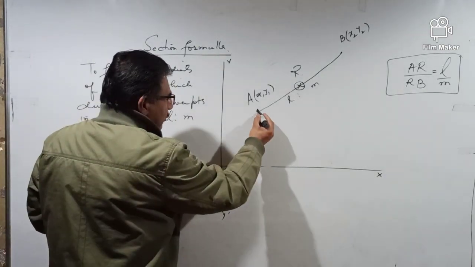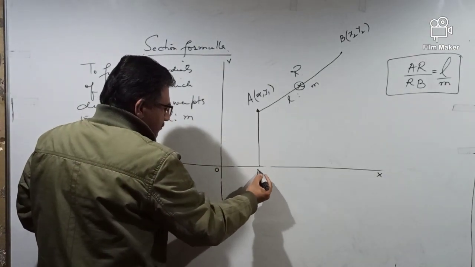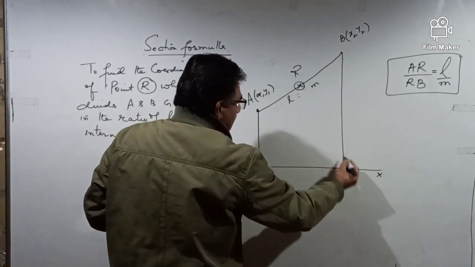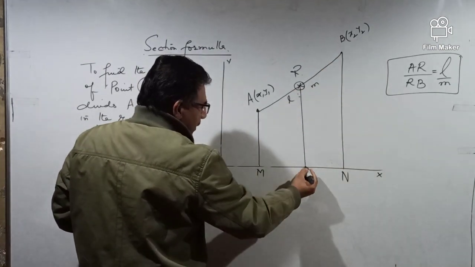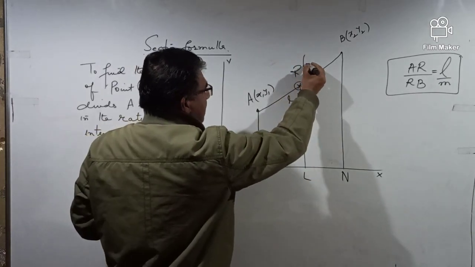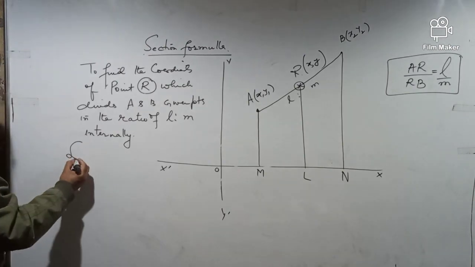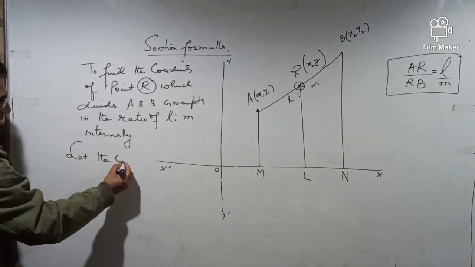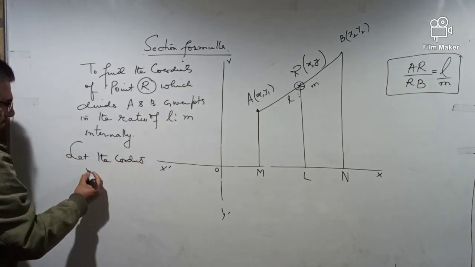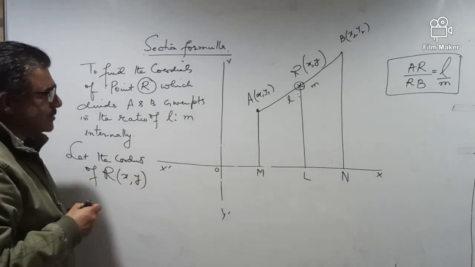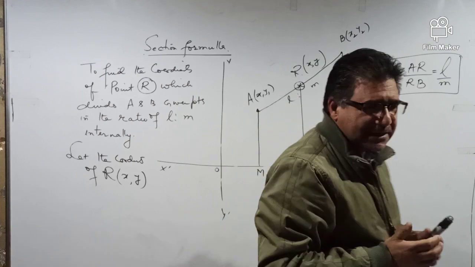What I will do, I will draw a perpendicular AM, I will draw a perpendicular BN, and I will draw RL, another perpendicular. But the coordinates of R are not given. Let us suppose the coordinates of R be X and Y.